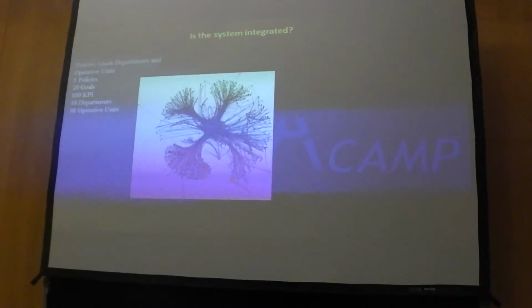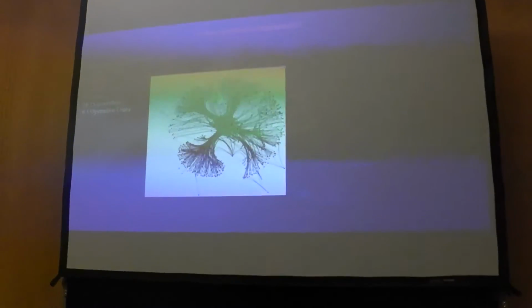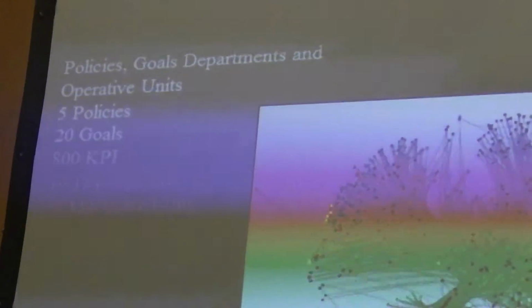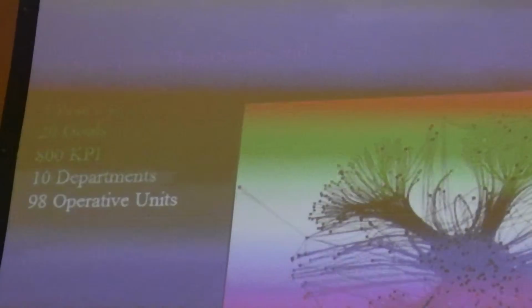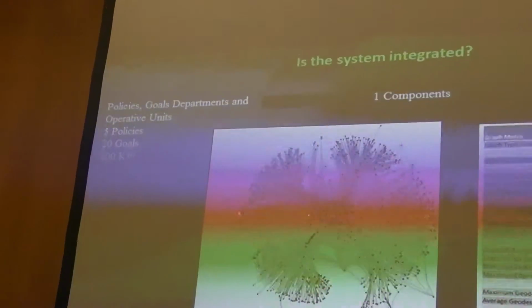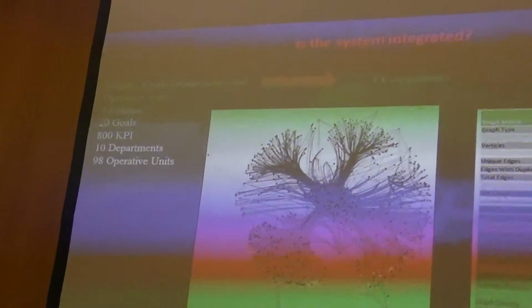This is how the network looks now. And here we have the 5 policies, the 20 goals, 800 KPIs, 10 departments, and 98 operative units. So watching this, it looks connected. It looks connected also because we made a statistical analysis on it, and we have only one component.